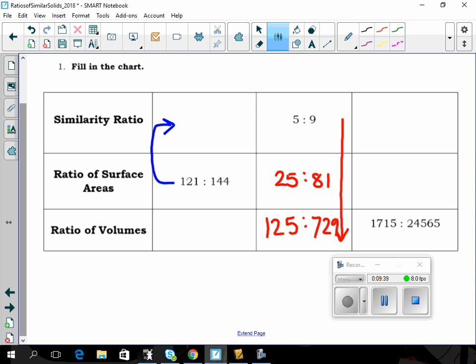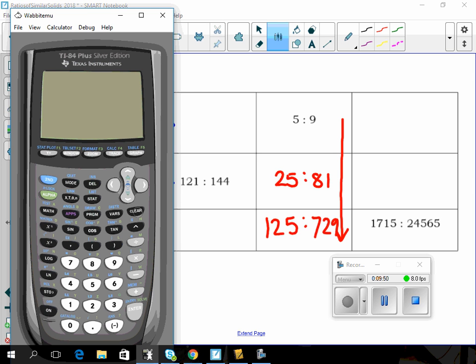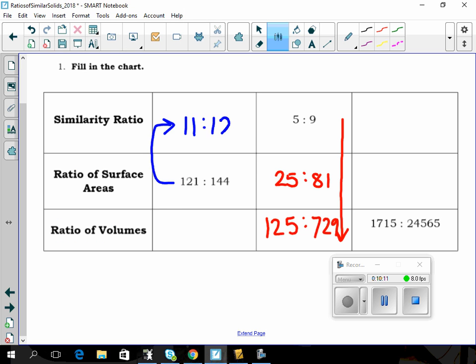Square root. Any questions about why I'm square rooting? From area back to the top, I'm going up the ladder. So when I square root 121, you can do it on the calculator. Square root is here. Square root, 121, and you get 11. And when I square root 144, I get 12. So we should get 11 to 12. Always want to work back up to that original ratio first.